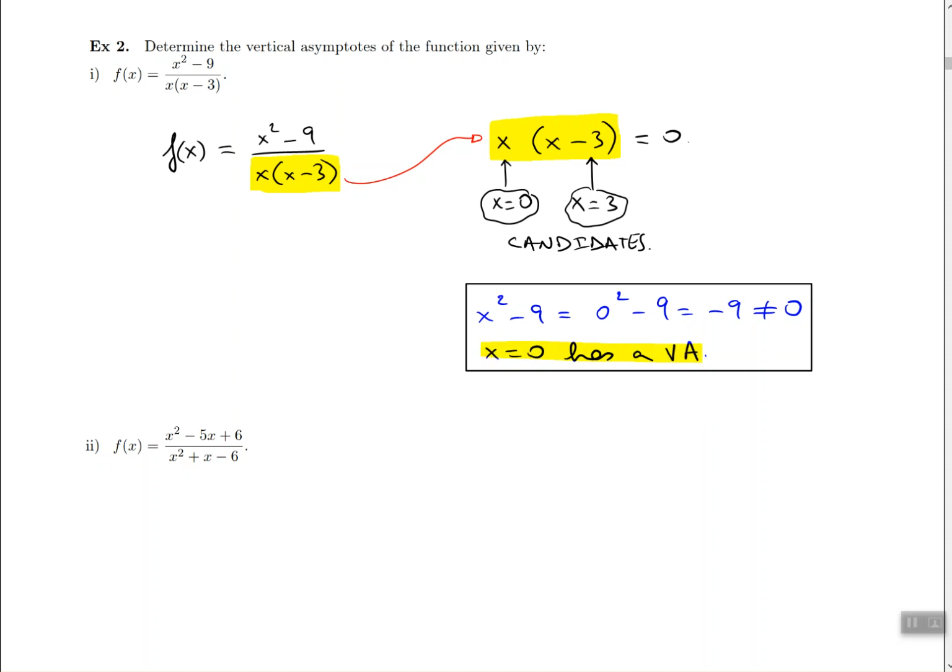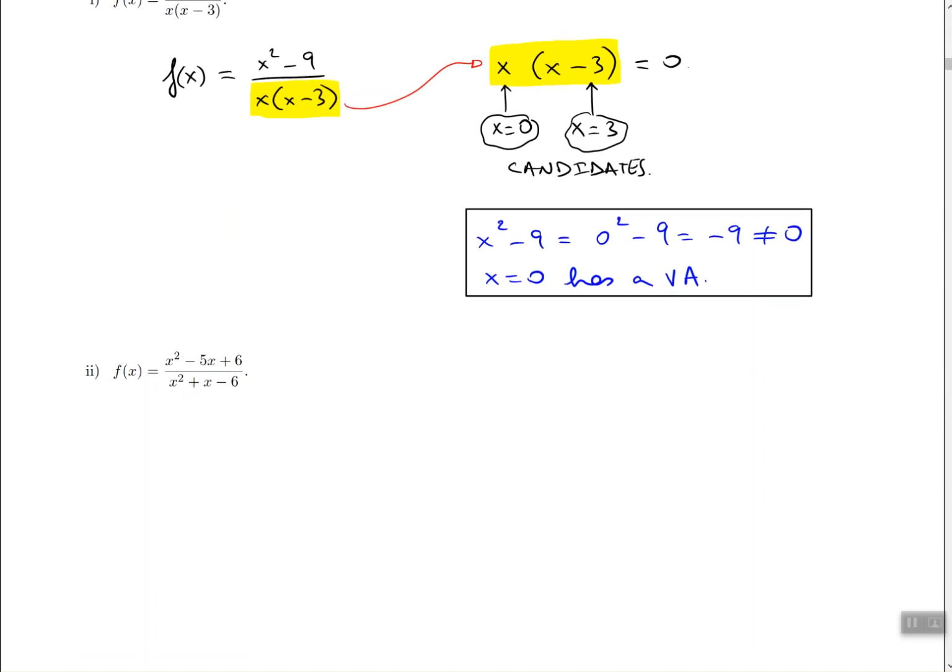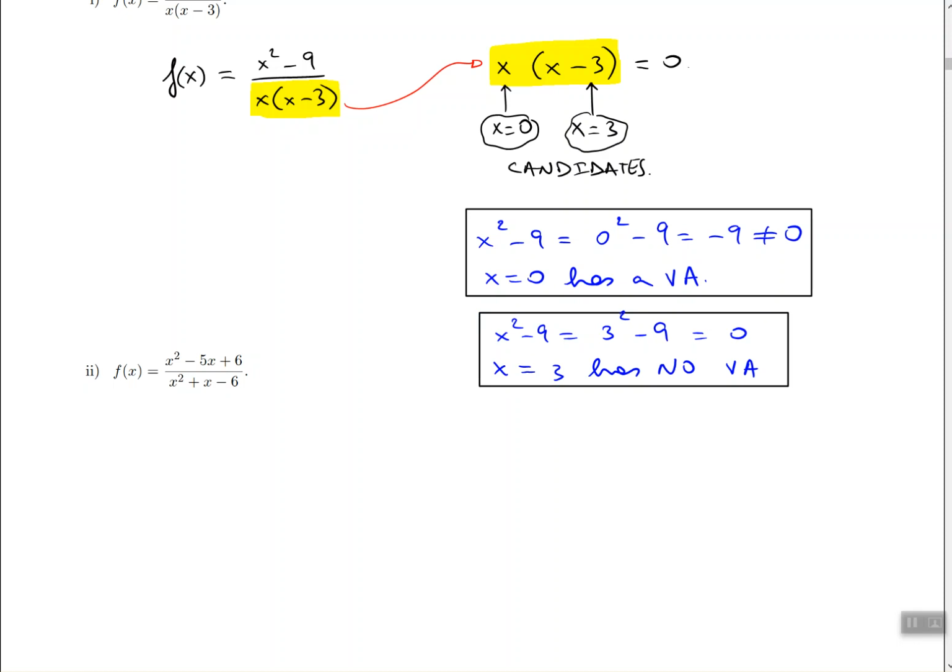All right, so now what about the other number, 3? Is it going to be a good candidate or not? So let's see, x squared minus 9. When you plug in 3, you get 3 squared minus 9, which is 0. That's a bad thing for 3, because now 3 has no VA. If the number makes your numerator and denominator 0 at the same time, the number itself is not a VA. So technically 3 should not be the answer. The only answer is 0 for this problem.